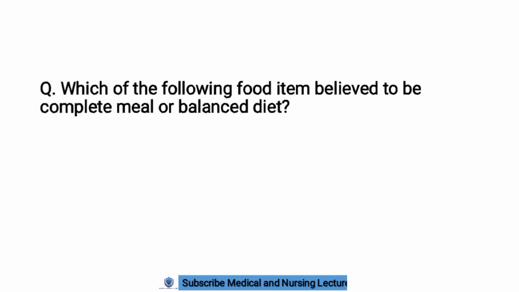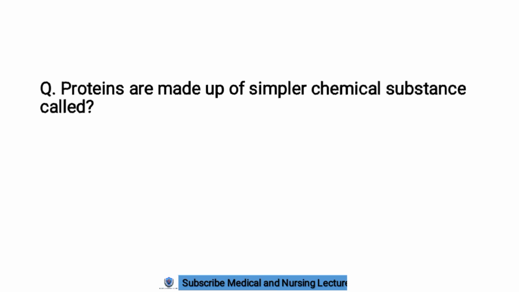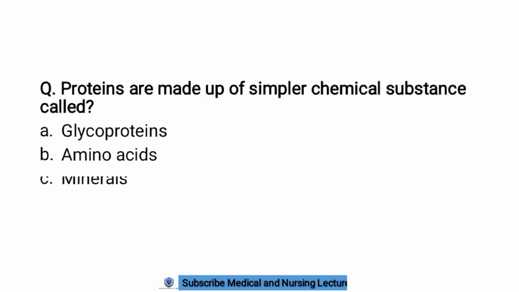Which of the following food items is believed to be a complete meal or balanced diet? Vegetables, fruits, milk, and honey. So here the correct option is option C. Milk is known as a complete meal or balanced diet. Proteins are made up of simpler chemical substances called glycoproteins, amino acids, minerals, glycolic aldehyde. The correct option is option B, amino acids.